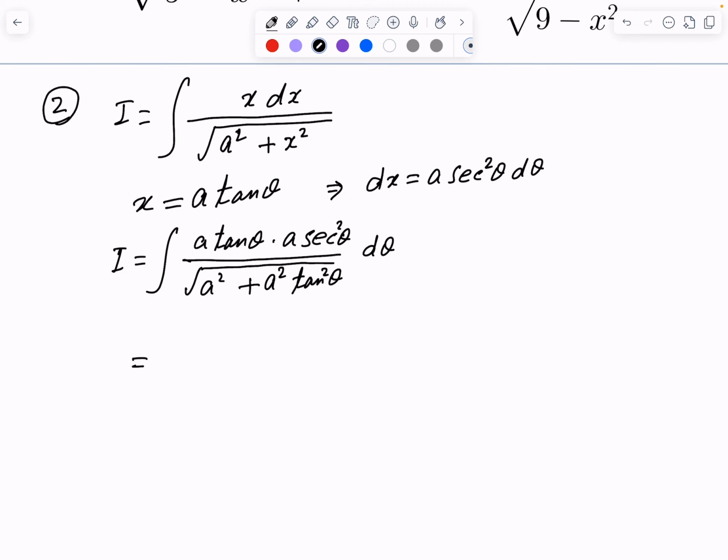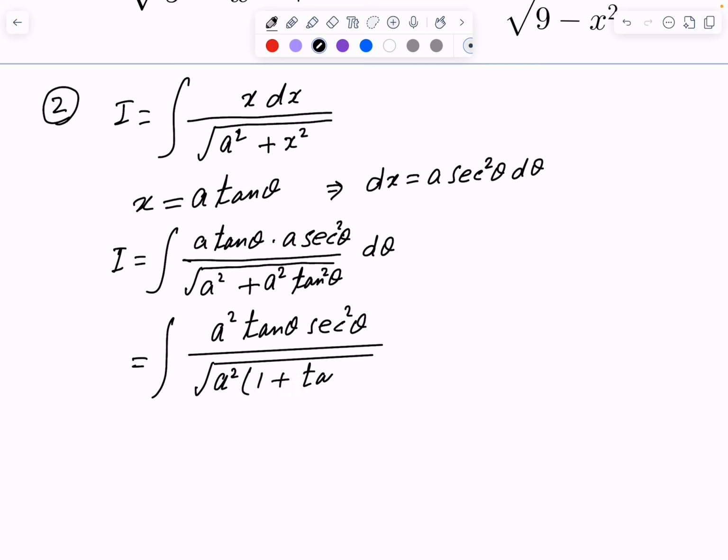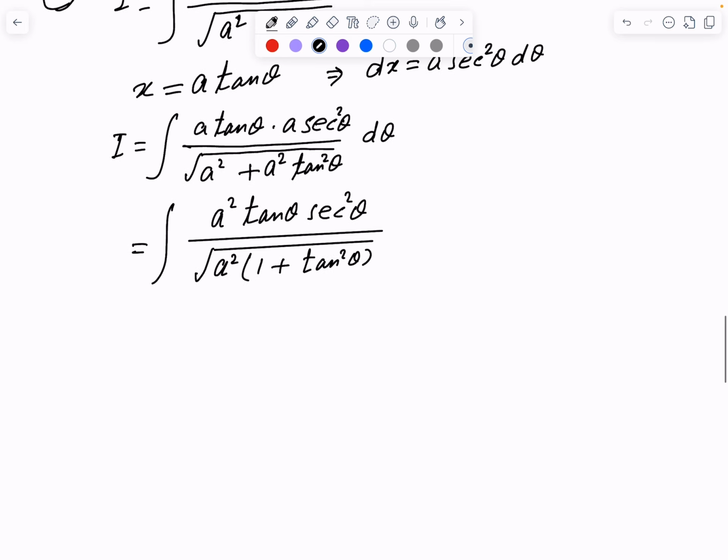Now we're going to have a squared tan theta secant squared theta d theta on top, and in the denominator we have the square root of a squared as a common factor times 1 plus tan squared theta.